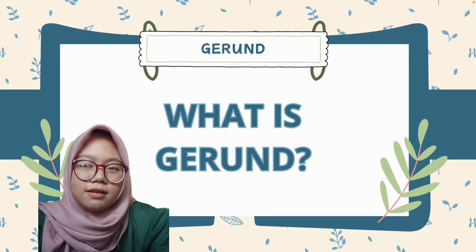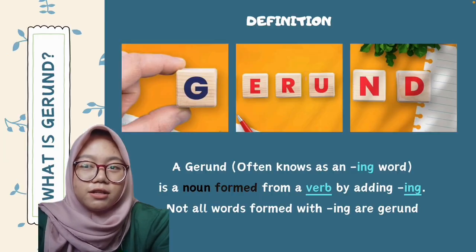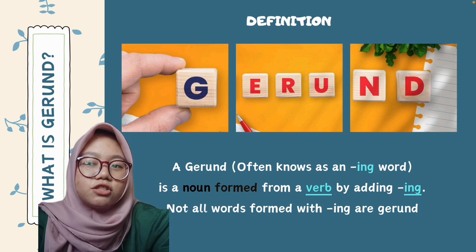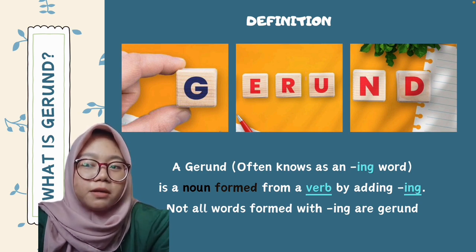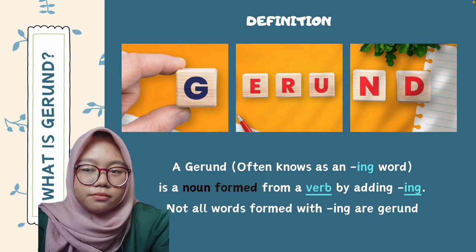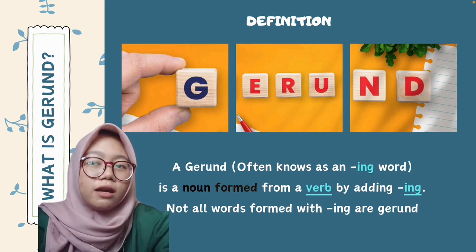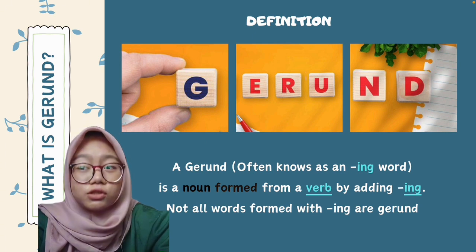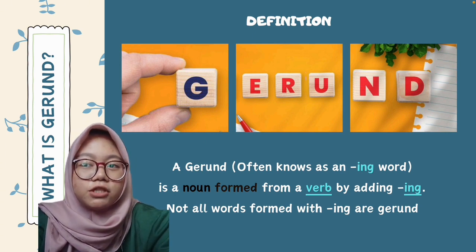Okay, so now we move to what is gerund. In this slide, gerund has a definition: a gerund, or ing word, is a noun formed from a verb by adding "ing." All words formed with "ing" are gerunds. It means verb plus ing, like riding, eating, writing, and so on, becomes something that can function as the subject and object of a sentence.